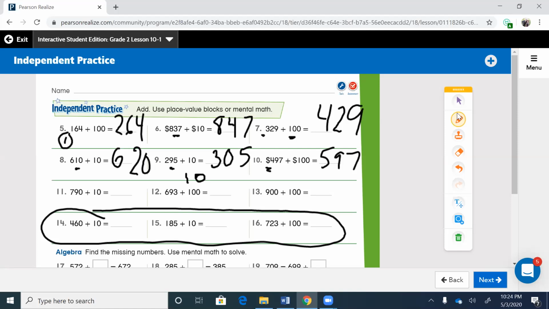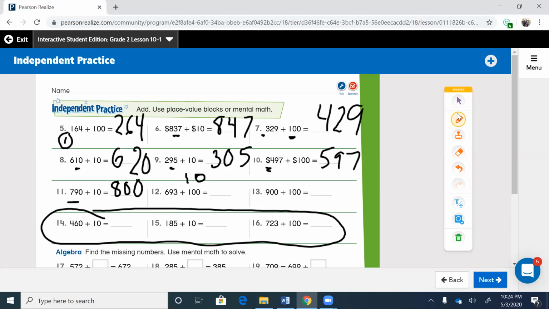790 plus 10. Up, here's going to be another tricky one. Underline the 9. Now, the 9 has to go up 1, and we know that's a 10. So that's going to get added to the hundreds. Now, your tens digit is a 0 because you just used it, and the 0 stayed the same.